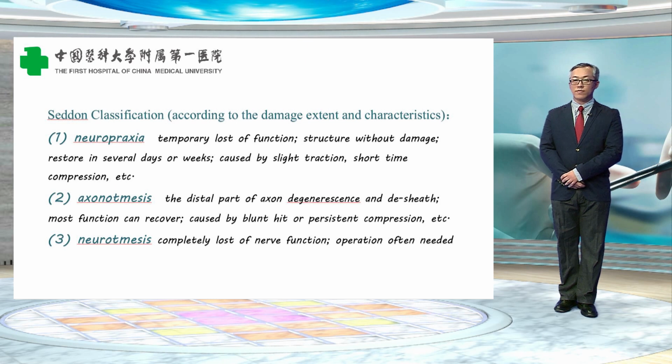The second type is axonotmesis. That means the distal part of the axon degenerates and dies. Most function of the nerve fiber can recover. This kind of injury is usually caused by blunt hit or persistent compression. The third type, neurotmesis, means complete loss of nerve function, and in this case, operation is often needed.